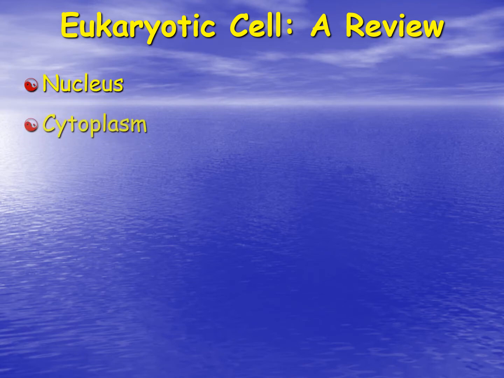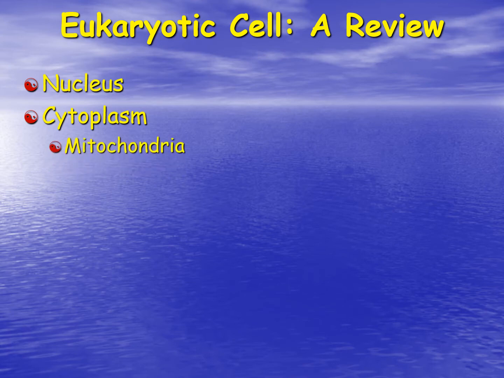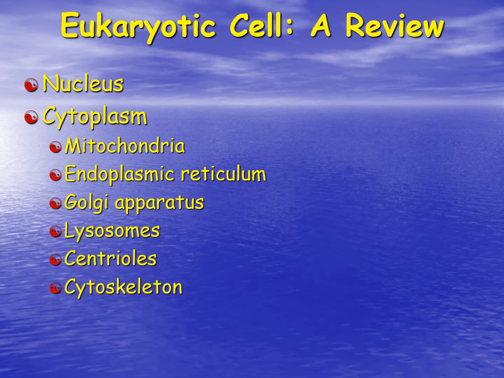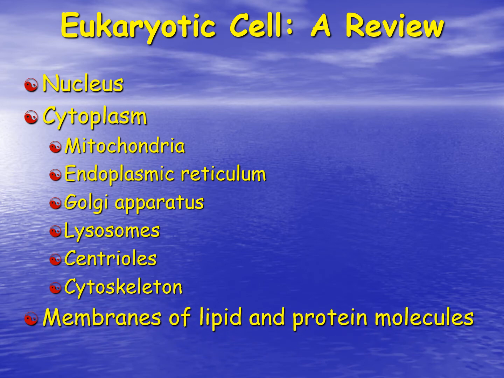So, the nucleus, really the brains of the outfit, and the cytoplasm. Within the cytoplasm, we have the mitochondria, the endoplasmic reticulum, both rough and smooth, the Golgi apparatus, the lysosomes, the centrioles, the cytoskeleton, and then surrounding the outer limit is the membrane that's made up of phospholipids and proteins.